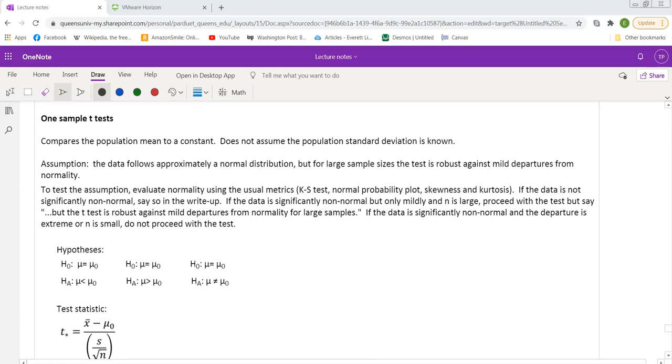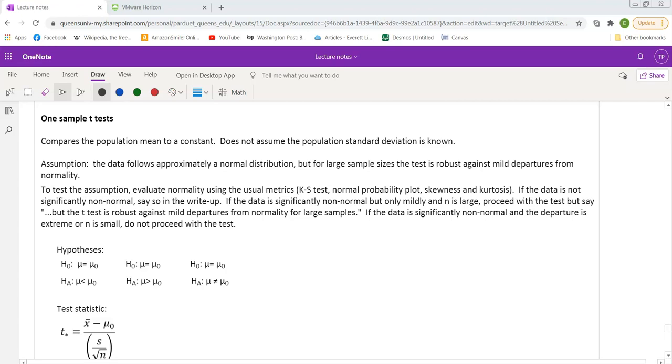Hi everybody, welcome to the lesson on one-sample t-tests. So the one-sample t-test is used when you want to compare the population mean to a constant. Now that was the same thing that we were testing when we looked at the one-sample z-test last week.